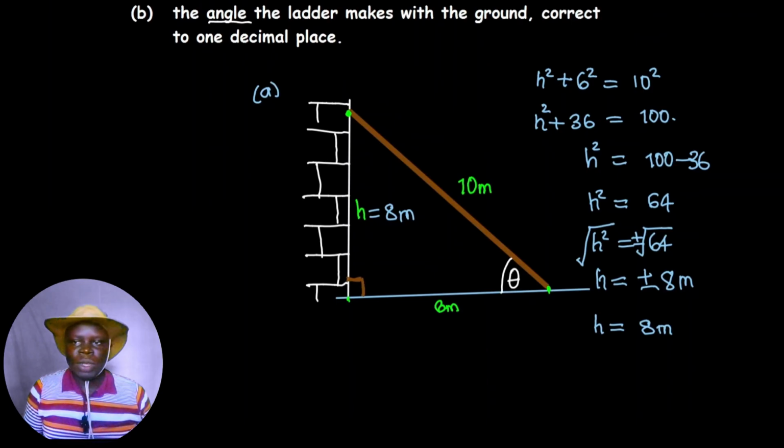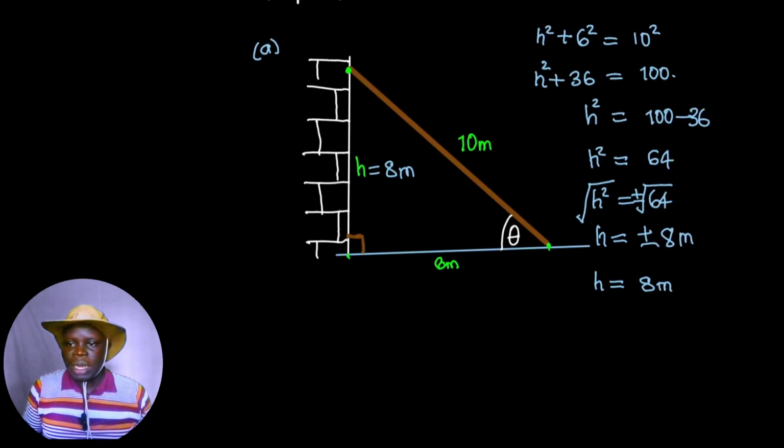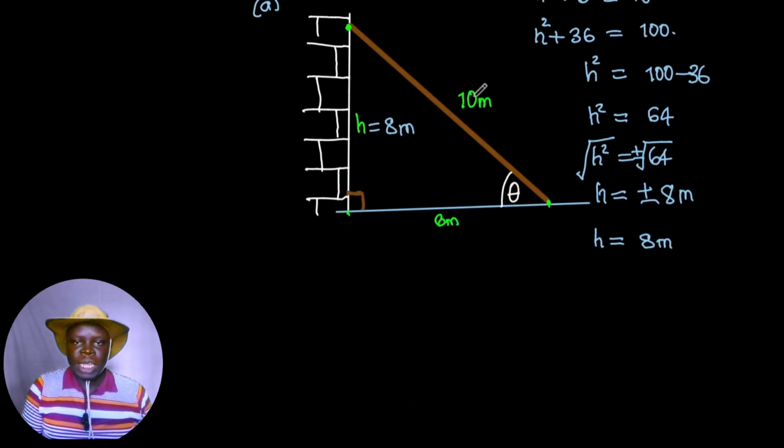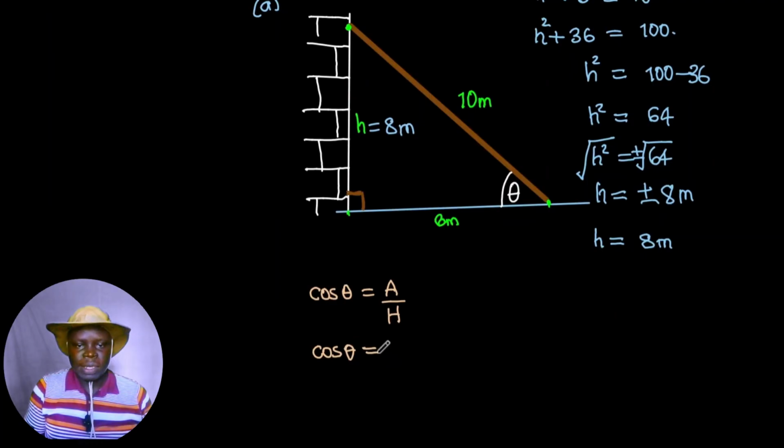And lastly, part B of the question is asking us to calculate the angle the ladder makes with the ground, correct to one decimal place. Now, ignoring what I've just found, let me take adjacent and hypotenuse to make this calculation, and the ratio that links adjacent and hypotenuse is cos. So here we have cos of any angle theta is given by adjacent over hypotenuse. So from here, we can substitute our adjacent by 6 over hypotenuse 10.